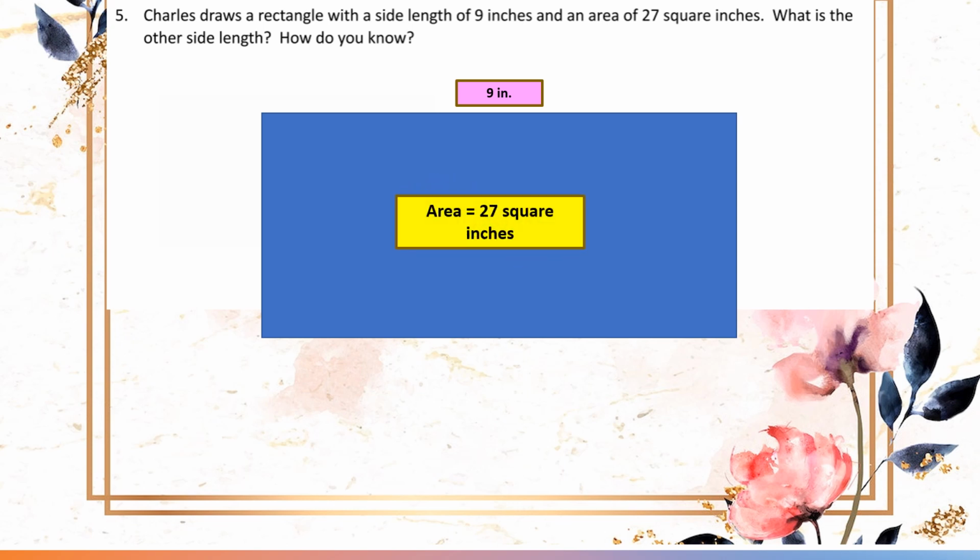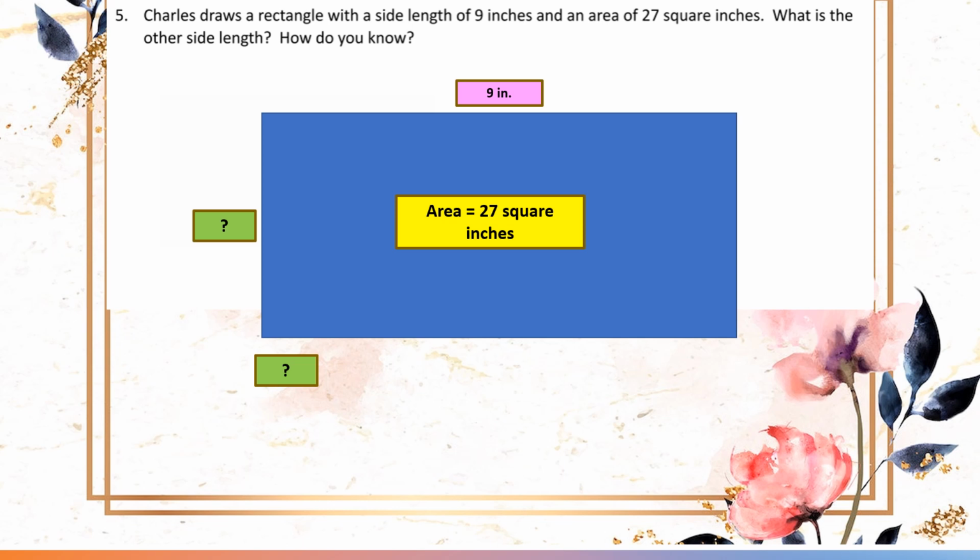So I label one side as 9 inches and I write my area in the middle, just to remind me that it's supposed to be 27 square inches. Now, I know my formula for area is length times width. So I can write it out, including a blank for the number that's missing or a question mark to help me solve. All right, so my length, I don't know, right? So I write a little question mark on my model.